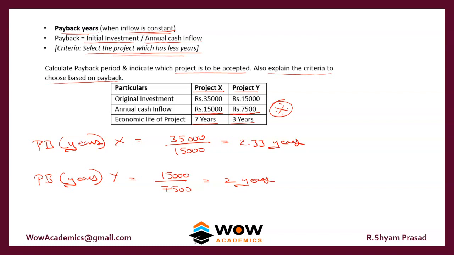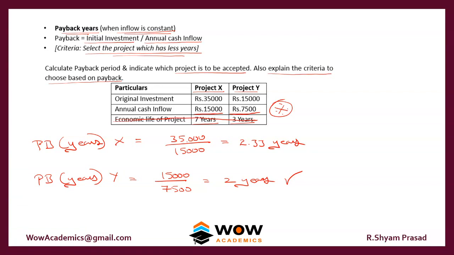So which one do you have to select? You don't need to look at the economic life of the asset. That is not at all required. Okay. You have to just look at which project has the lowest payback period. So project Y has the lowest payback period. So select project Y. Okay.